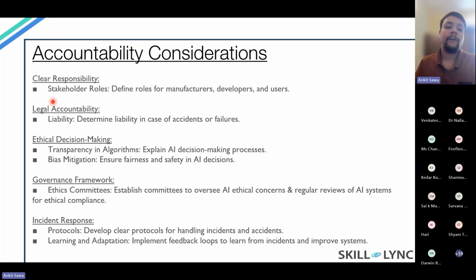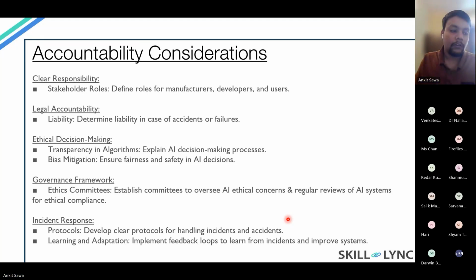Governance is again a very important item here. We have to establish committees to oversee AI ethical concerns. Regular reviews of AI systems are important for ethical compliance. And in situations of incidents, right, we have to develop clear protocols on how to handle them and implement feedback loops to learn from such incidents and improve our systems.